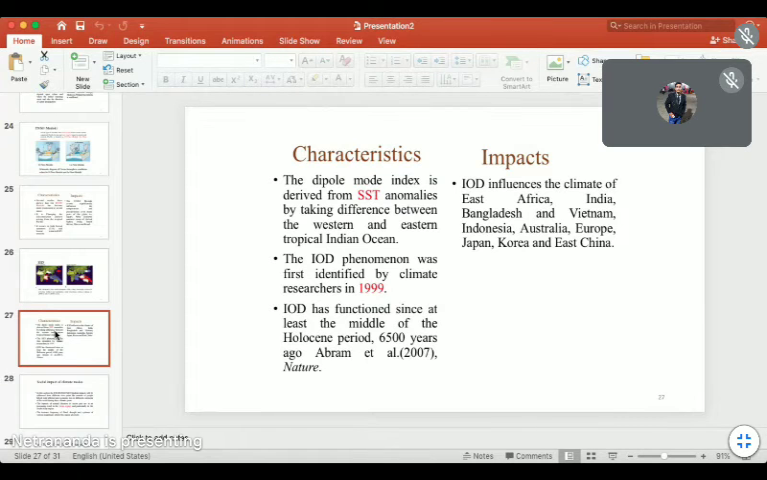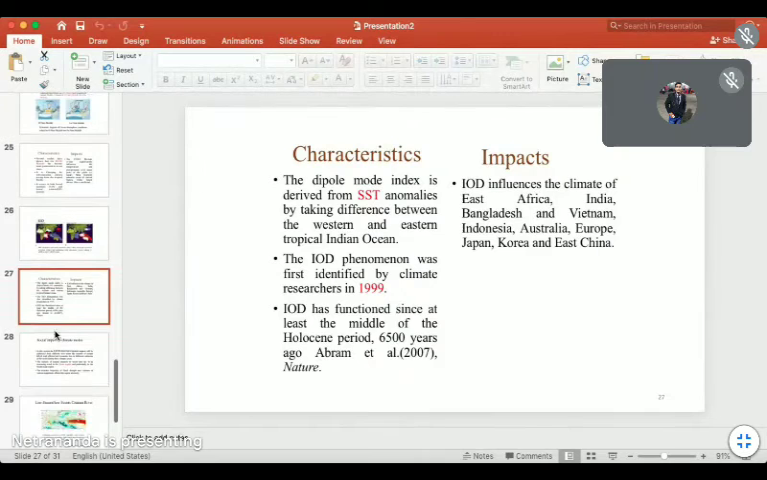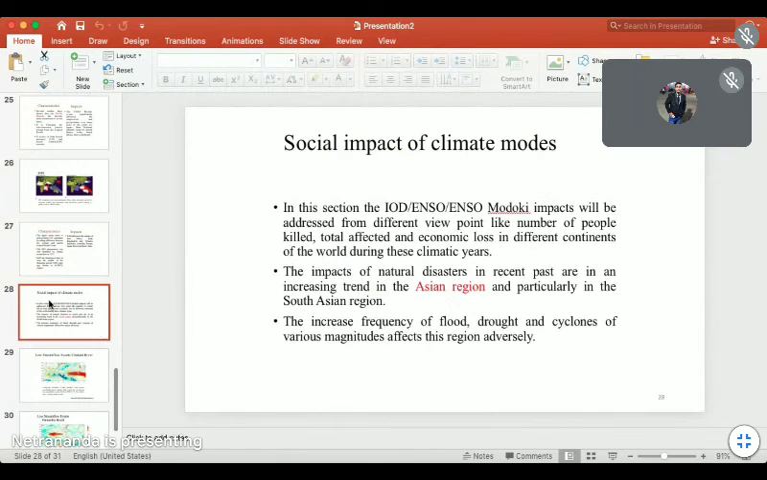IOD has functioned since at least the middle of the Holocene period. There was another study in the Nature, also published in 2007, that the IOD phenomenon was there in the Holocene period, 6,500 years before present. The IOD influences the climate of Eastern Africa, India, Bangladesh, Vietnam, Indonesia, Australia, Europe, Japan, Korea, and also East China. And the social impacts of climate variability modes.